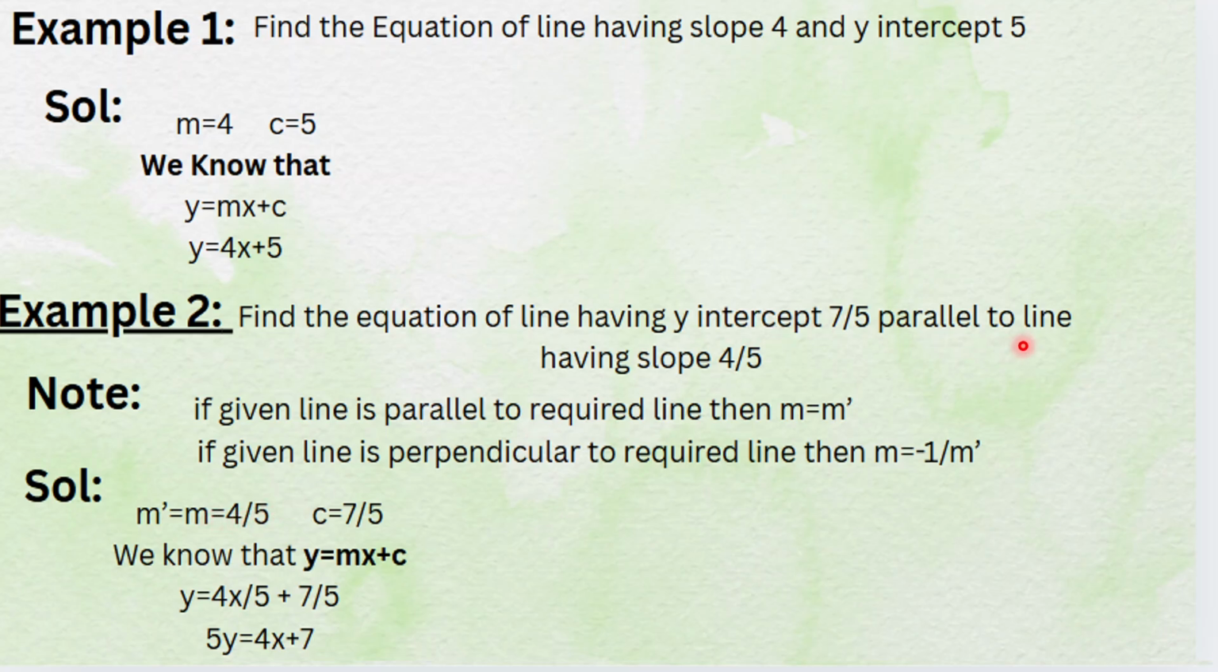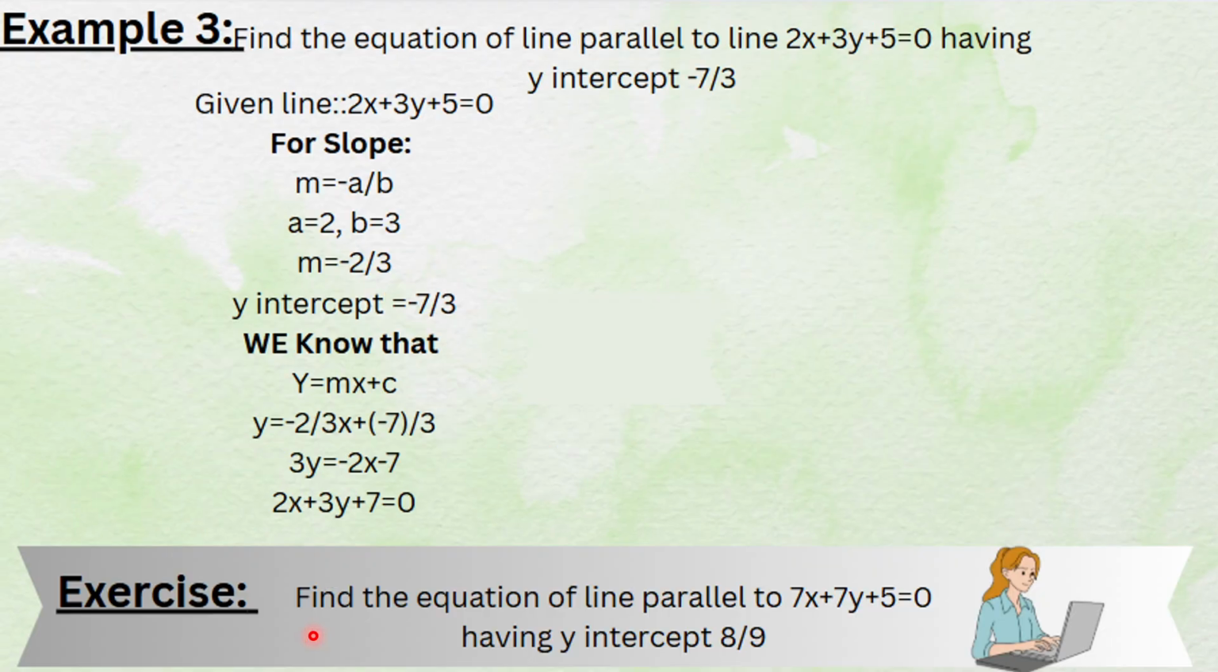But in the other case, if it were perpendicular to a line having slope 4 over 5, then the slope of the required line would be -5 over 4, which is the negative reciprocal of it. As it is parallel, the slope will remain the same, which is 4 over 5. Y-intercept is 7 over 5. By putting the values in the formula, we get the answer 5y = 4x + 7.